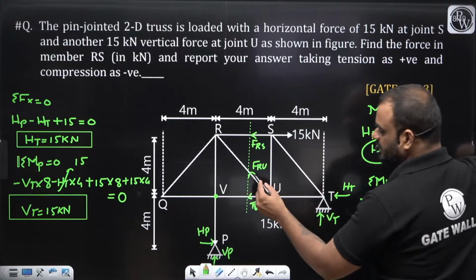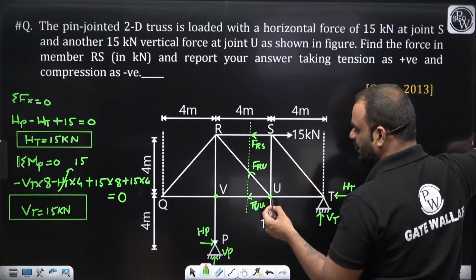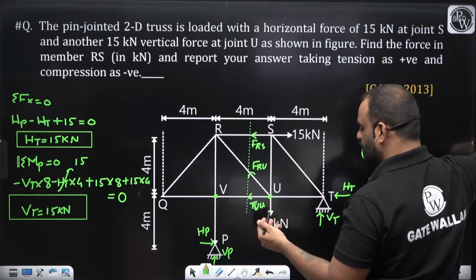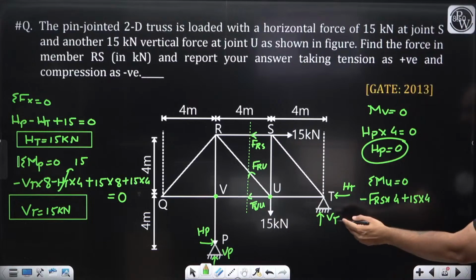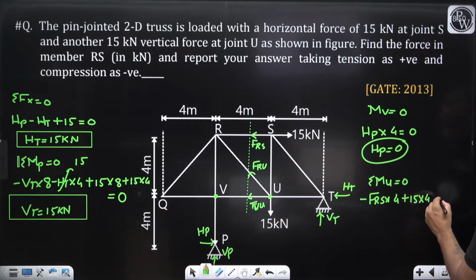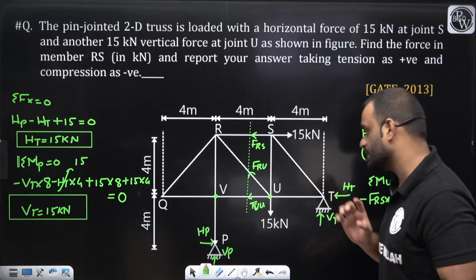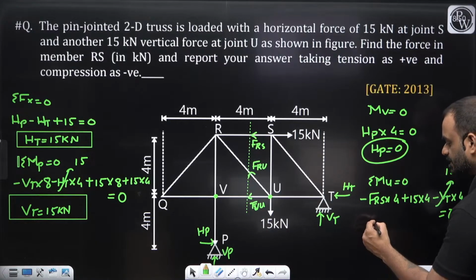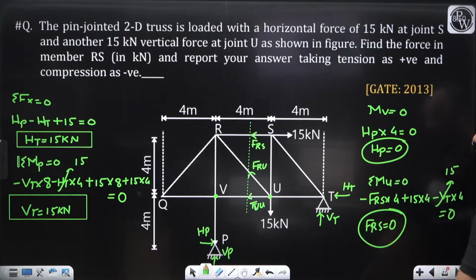Then guys, these two members are not producing any kind of moment about this particular point U. Similarly, this 15 will also not produce any moment. Then VT will produce some moment. So we'll write here minus VT into 4. What about HT? HT is also passing through this, right? So it should be equal to 0. What is the value of VT? VT is 15. So 15 into 4 and 15 into 4 cancel. So FRS is 0 force, right?